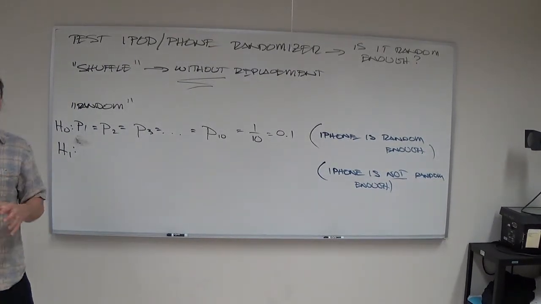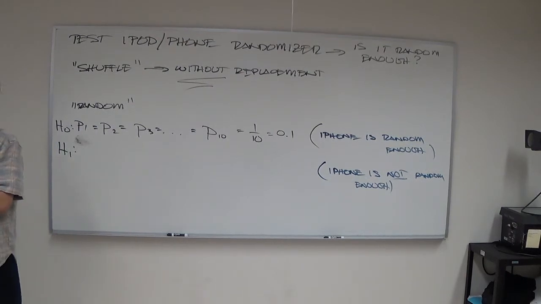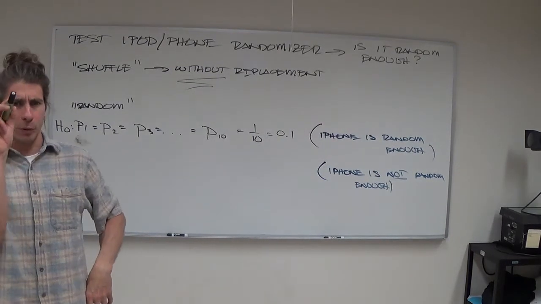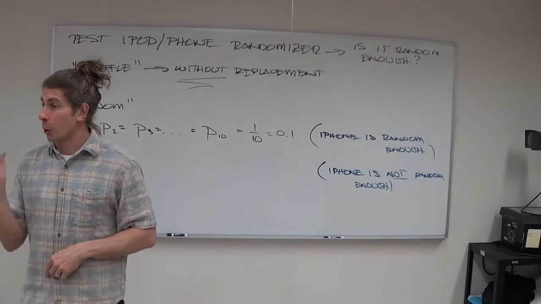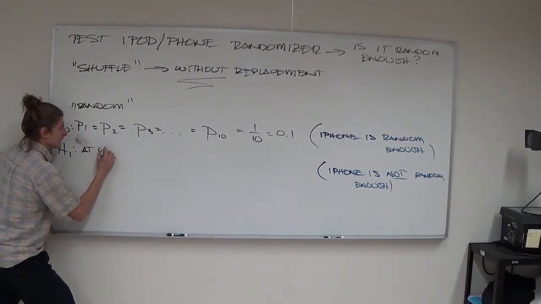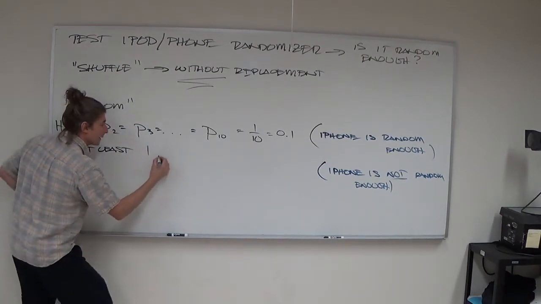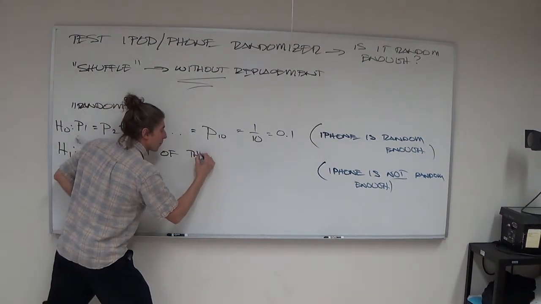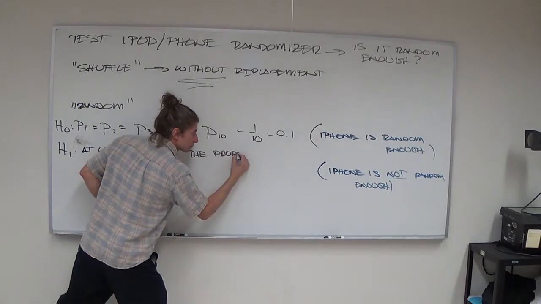Are some of the little p values too far away from 1/10? And you can write that any way you want to. It's not important really to write that specifically. This is different than a single proportion when you go p equals 0.7, or a double proportion when you go p1 equals p2. It's just that at least one of the proportions is different.